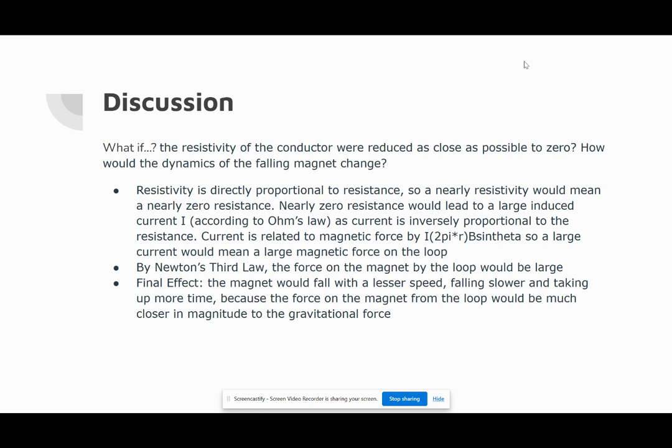By Newton's third law, the force on the magnet by the loop would be large, and the final effect would be that the magnet would fall with a lesser speed, falling slower and taking up more time because the force on the magnet from the loop would be much closer in magnitude to the gravitational force.